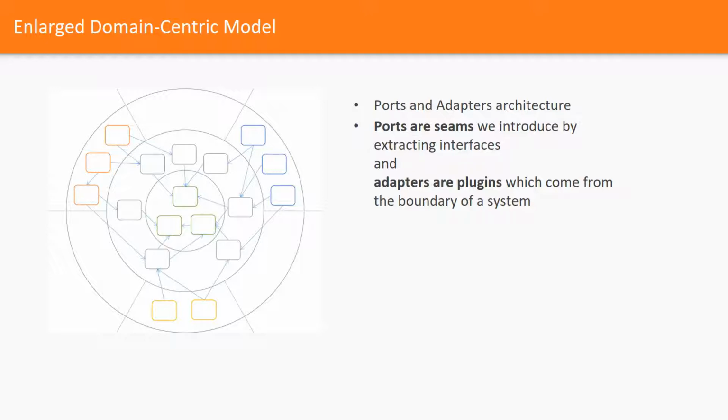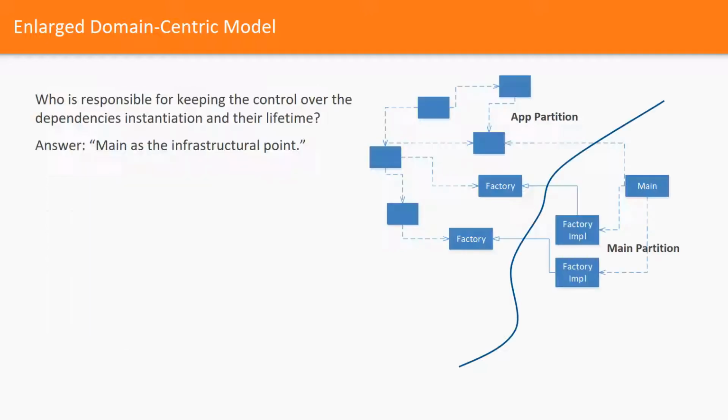In large systems, the graph of dependencies is very large, though you should strive to keep the graph as flat as you can. Even if you keep the graph flat, you can also face the problem of controlling the lifetime of dependencies. This leads to an interesting question. Who is responsible for keeping control over the dependencies' instantiation and their lifetime?